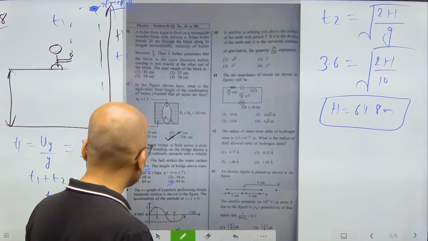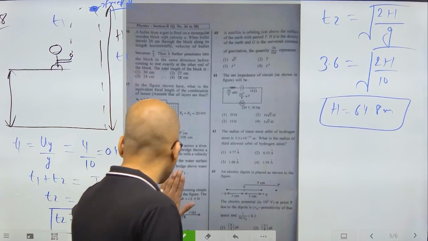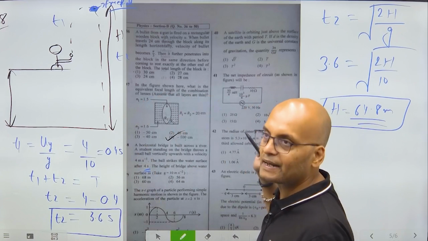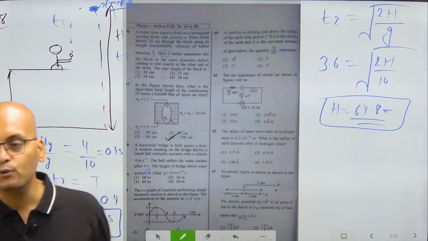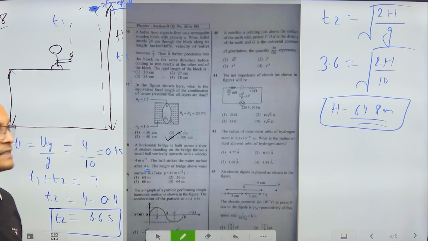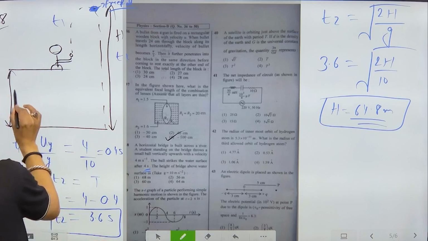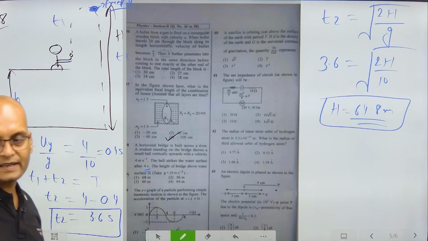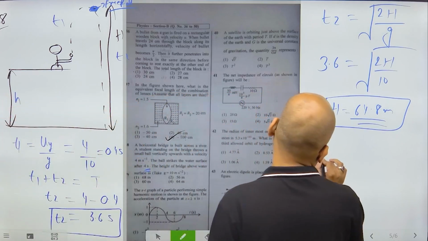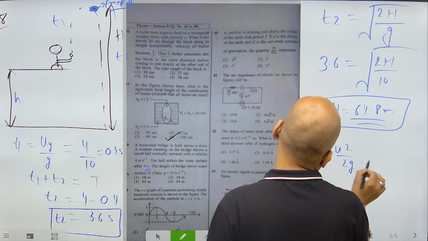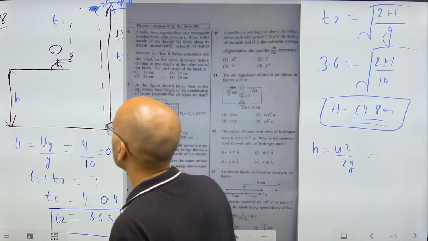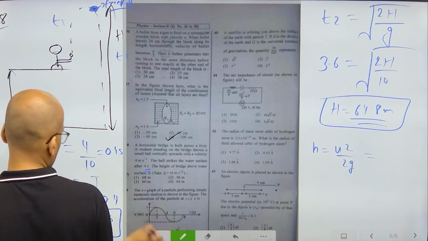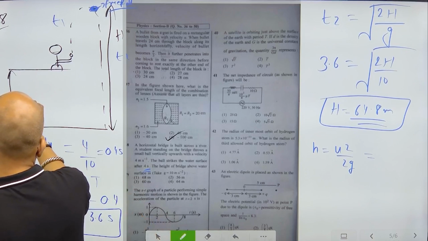So wait a minute, what are they asking? We have calculated capital H, but we do not need to calculate capital H. They are asking us the height of the bridge. Let us say small h. We need to calculate a small h, right? Very easy now. They are asking us this height of the bridge. Let me call it small h.